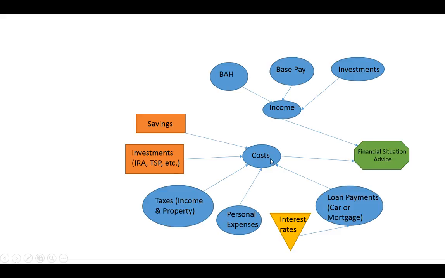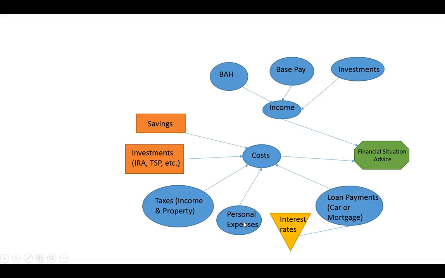On the cost side of things, first we have loan payments, which can be car payments or a mortgage on a home if they have a home already, which are both influenced by interest rates depending on the agreement of the exact loan that they got, which is important to understand because a lot of times soldiers will overlook interest rates and how that affects them in the future when investing and taking out loans.